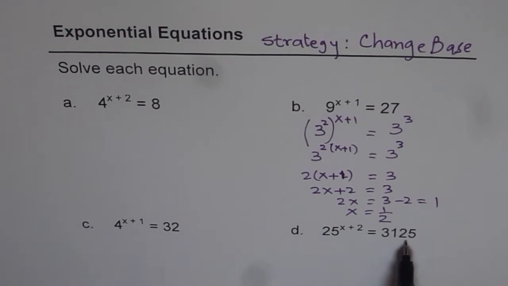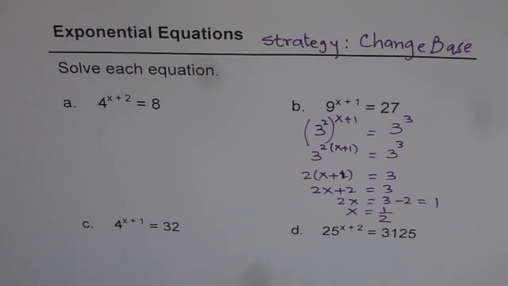Now in this case, it is 5 to the power of something, right? So you can use a calculator, figure it out. And 25 is 5 square. Equate the exponents and get your answer. So that is how these exponential equations could be solved.